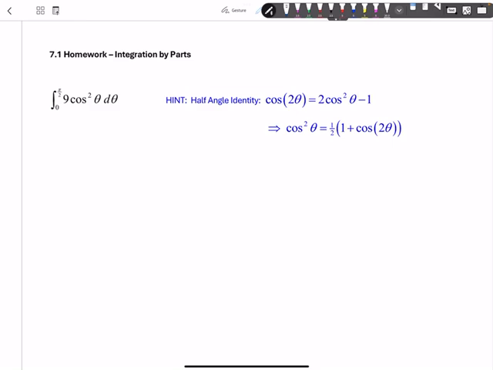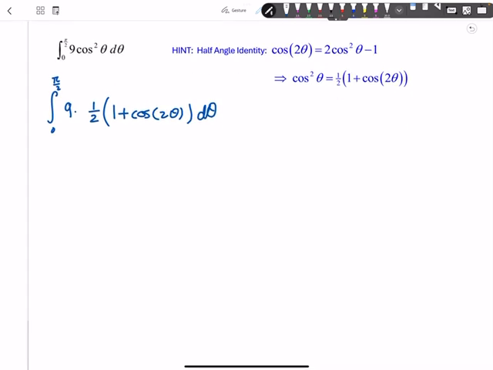So if we start just by getting rid of that square, this will become the integral from 0 to pi over 2 of 9 times 1/2 times 1 plus cosine of 2 times theta d theta. And a little bit of cleaning up here, we can just really write this as 9/2 times the integral from 0 to pi over 2 of 1 plus cosine of 2 theta d theta. Again, I don't want you to think too hard about this integral.